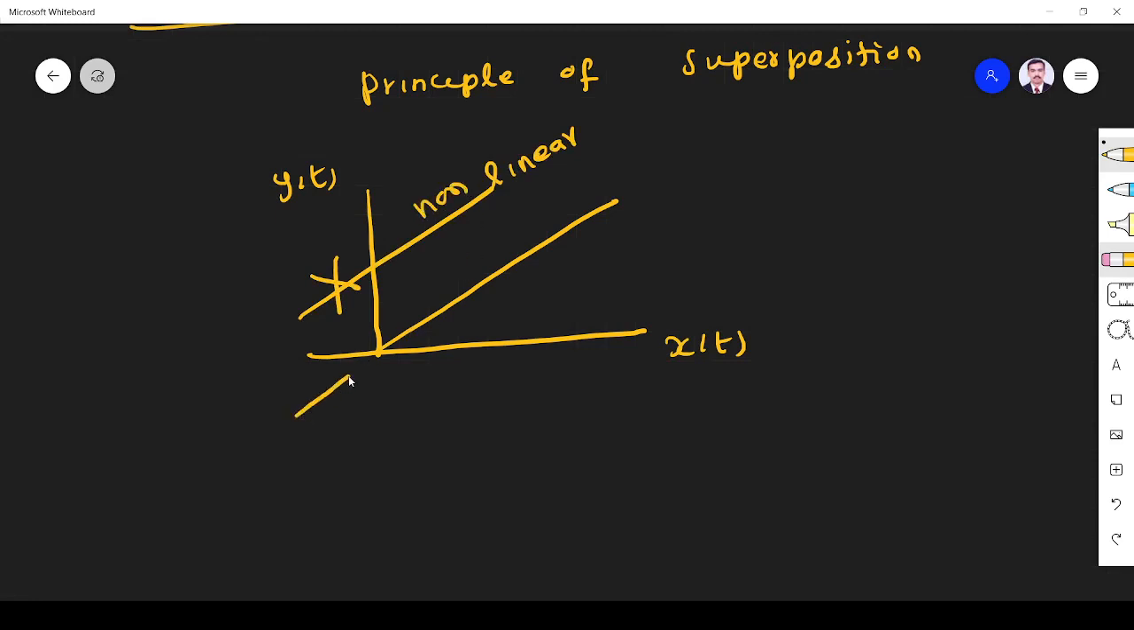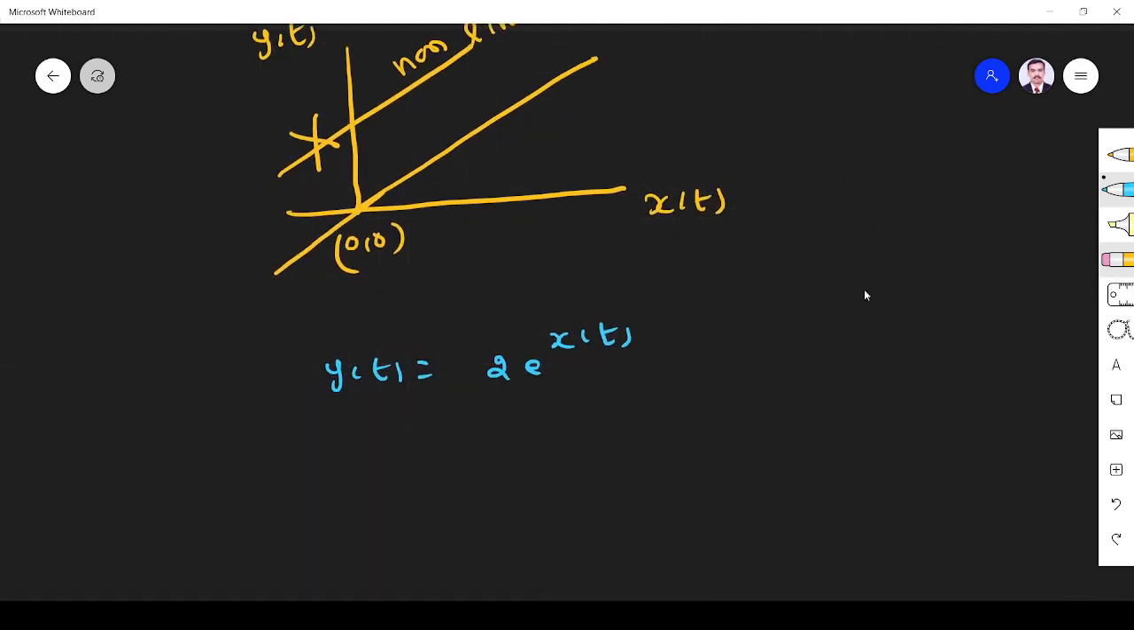Our linear system should pass through (0, 0). So you draw the curve for your given equation. If it is a straight line, surely it is a linear system, else it is a non-linear system. That is a simple thing. Here you see y(t) = 2e^x(t), whether it is linear or non-linear. It is exponential. An exponential curve is not a straight line, so blindly you can say it is a non-linear system.